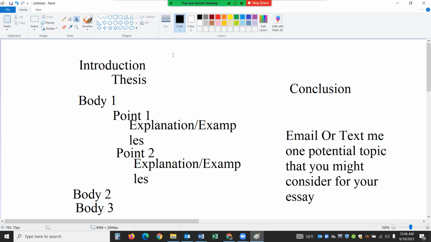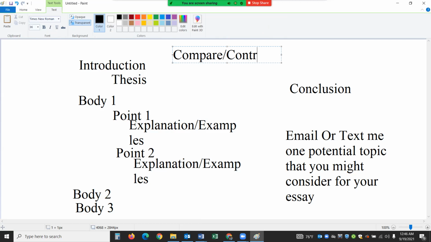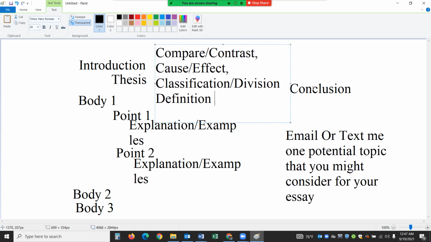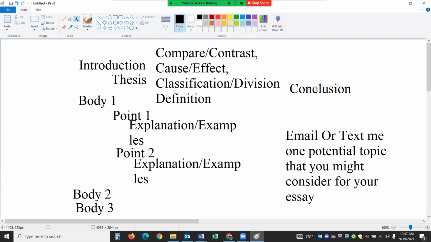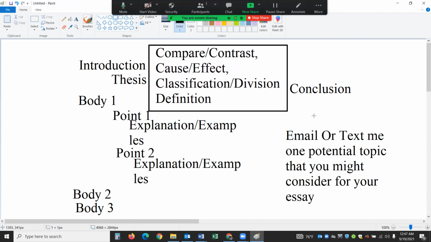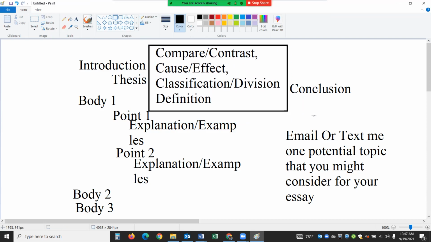Remember that your essay could be compare, contrast, cause, effect, classification, division, or definition. So is there a word that you think you might want to define in an essay? Are there two things that you can think of that you might want to compare and contrast in an essay? Is there something cause and effect that you might want to explore in an essay, right? Or is there something that you can think of that you might need classification and division of in an essay?